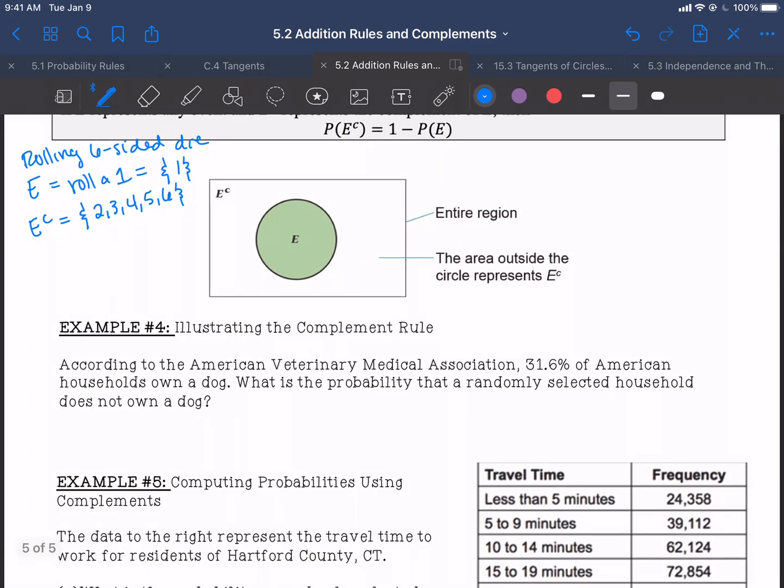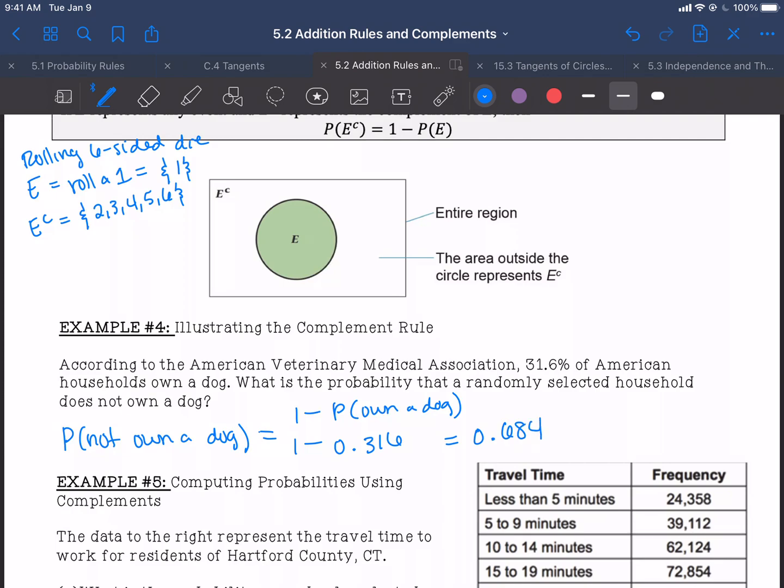All right, so according to the American Veterinary Medical Association, 31.6% of American households own a dog. What is the probability that a randomly selected household does not own a dog? So the probability of not owning a dog would be 1 minus the probability of owning a dog. So that would be 1 minus 0.316, which is 0.684, which would be 68.4%. Because remember, probabilities add up to 100%, which those two do.